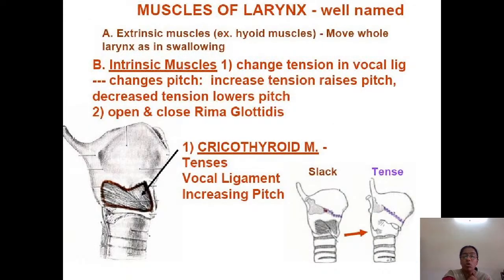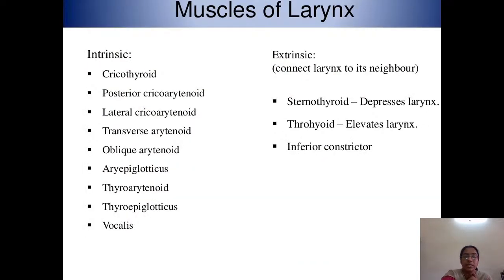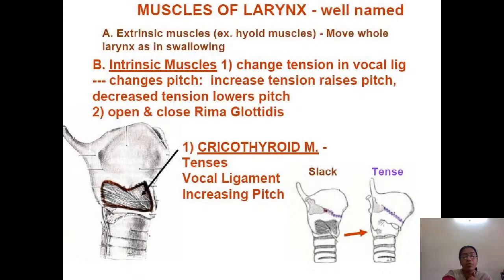So the main function of the muscles we have seen, the posterior cricoarytenoid, lateral, transverse, oblique, all these are helpful for opening and closing your rima glottis. These intrinsic muscles are mostly helpful for increasing or controlling the tension or raising the pitch. So the whole thing is controlled by means of these intrinsic muscles of your larynx.